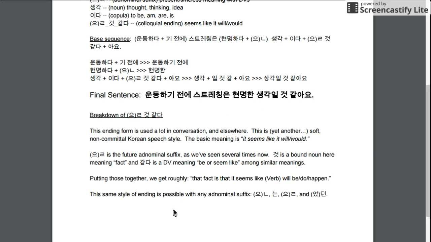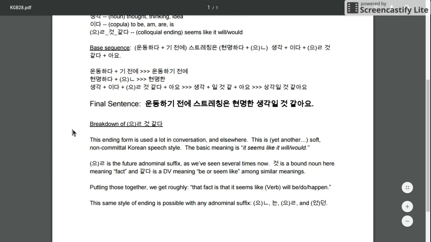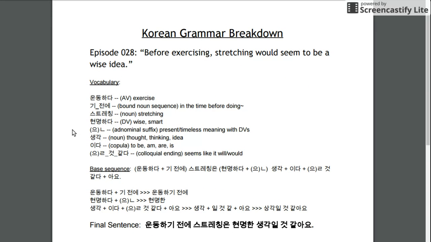Now, this same ending style is possible with the other adnominal suffixes nun, eun, and deon. Now, we haven't covered eot and deon, and I don't think we've covered nun yet either. But anyway, just keep that in mind. Definitely, the first three are common, and eot deon is not so common, but it's possible. Okay. Now, what else can we say here? I think that's about it for this one.